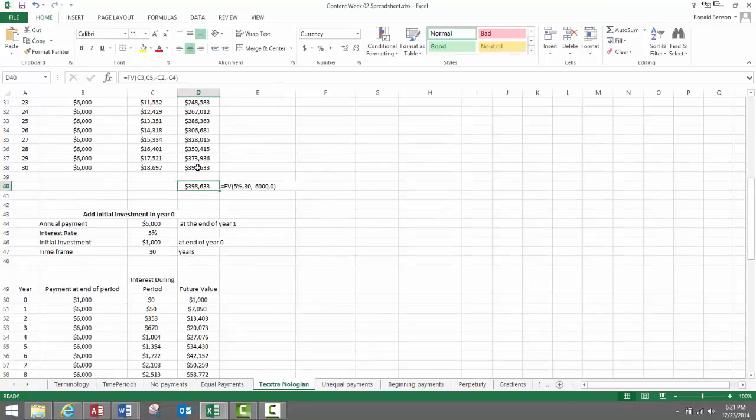And when you do that, you end up with the same number as this, which you should. That's a good check to do it both ways. $398,633 for doing it this way. You get the same thing.